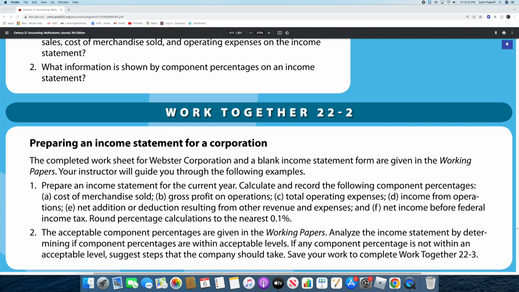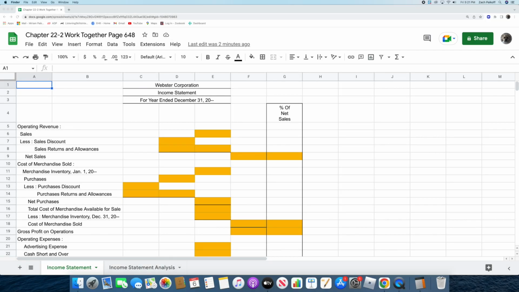Alright, so now that I've read over the instructions, let's jump right into the 22-2 work together. Alrighty, so now we're going to be moving on to the 22-2 work together, in which we will be preparing and analyzing an income statement for a corporation.